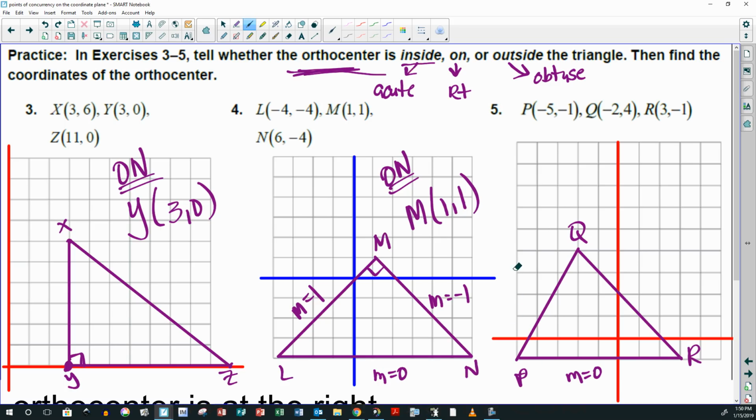So 1, 2, 3, 4, 5, 1, 2, 3. So the slope of this side is 5 over 3. This one is 1, 2, 3, 4, 5, 1, 2, 3, 4, 5. So the slope of this one is -1.